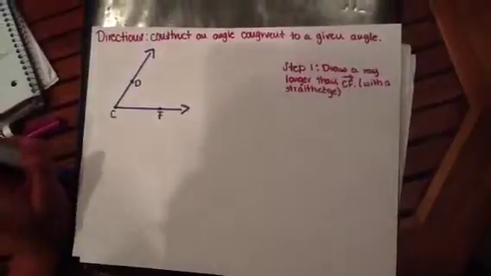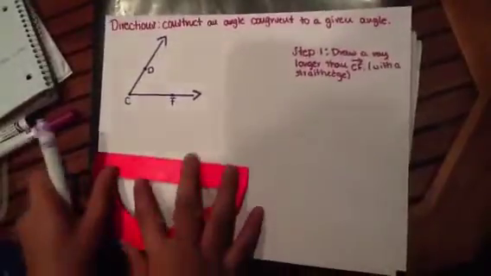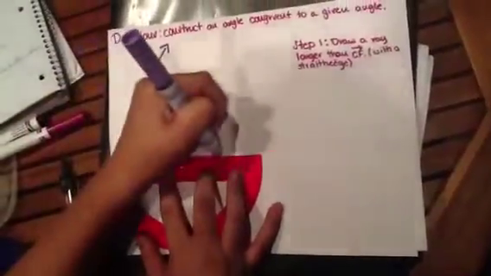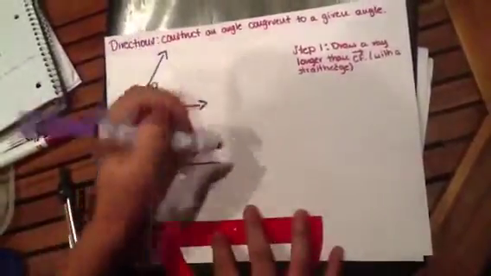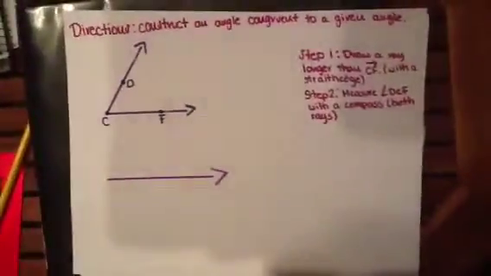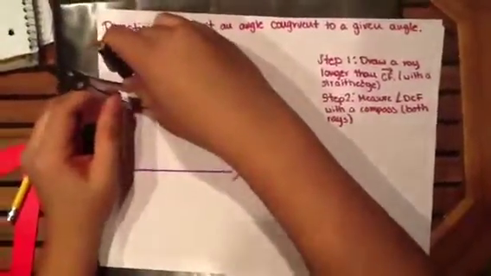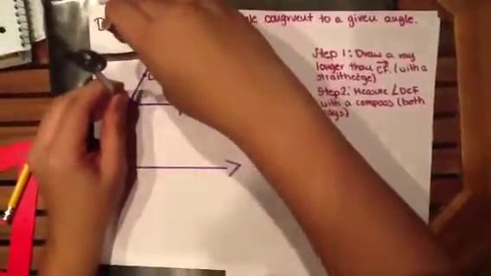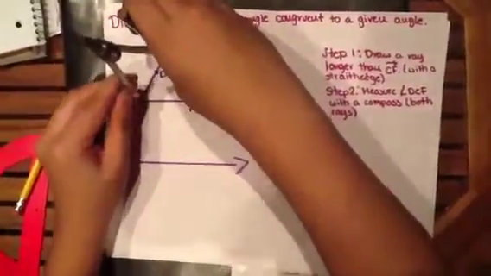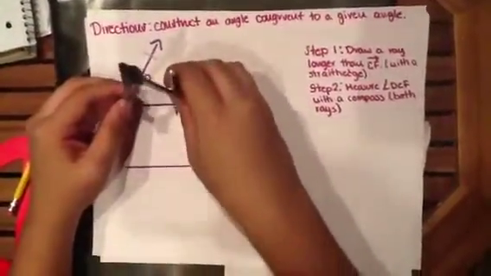So today I will be teaching you how to construct an angle congruent to a given angle. First, you get your straight edge and draw a ray longer than ray CF. We're going to put the needle on point C and stretch the compass across ray CD and stretch it more than halfway. Then, draw a tick mark. Then we're going to move the compass across ray CF and draw a tick mark.